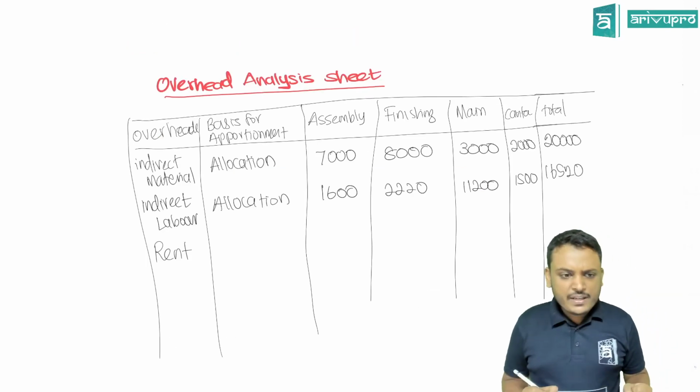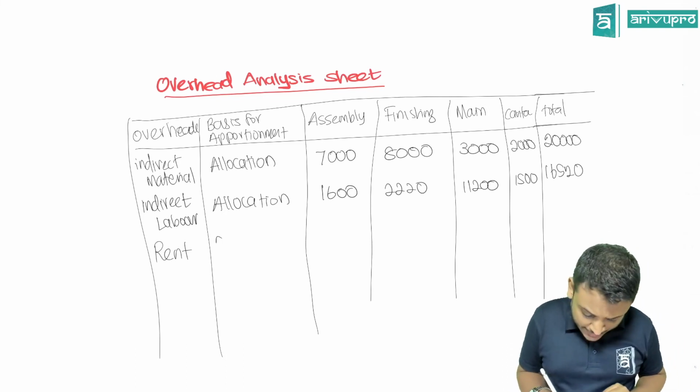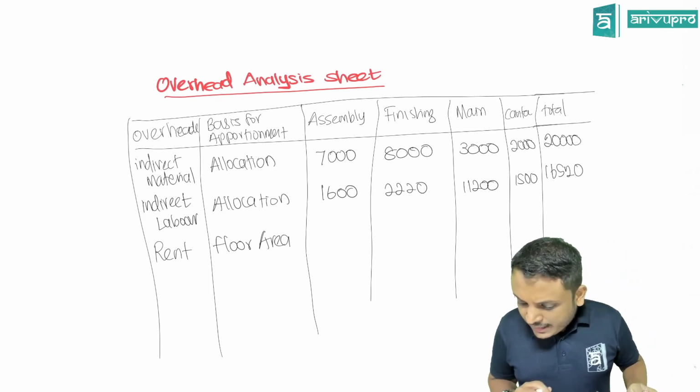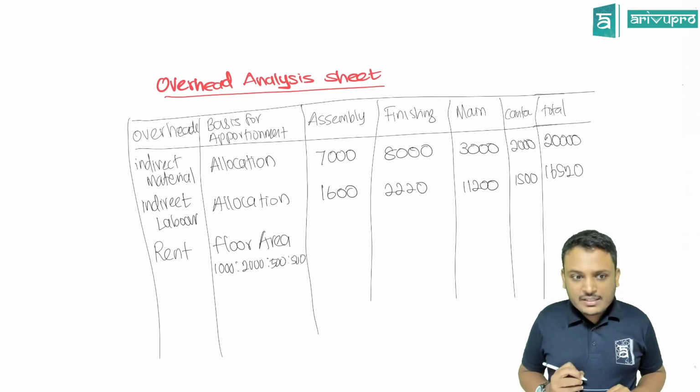Now using the same method, I am going to write rent. What is the basis we used here? Flow area. Concentrate. If I take the flow area, it's given 1,000, 2,000, 500, 500. Is it clear?